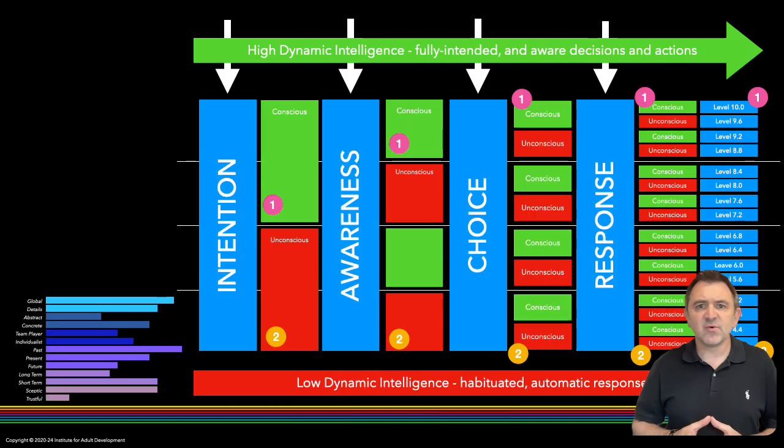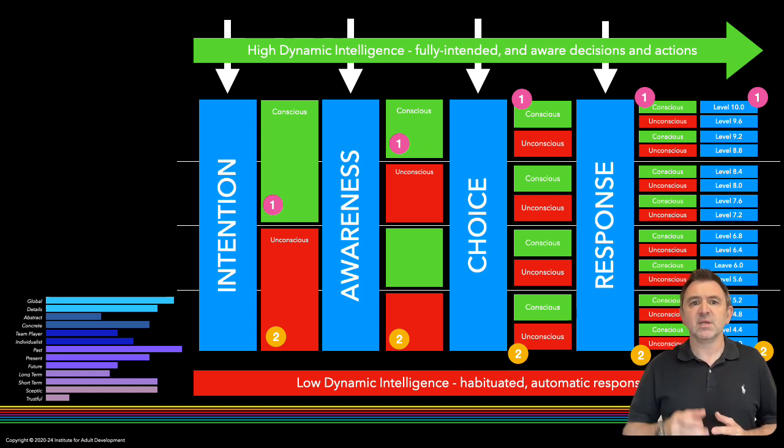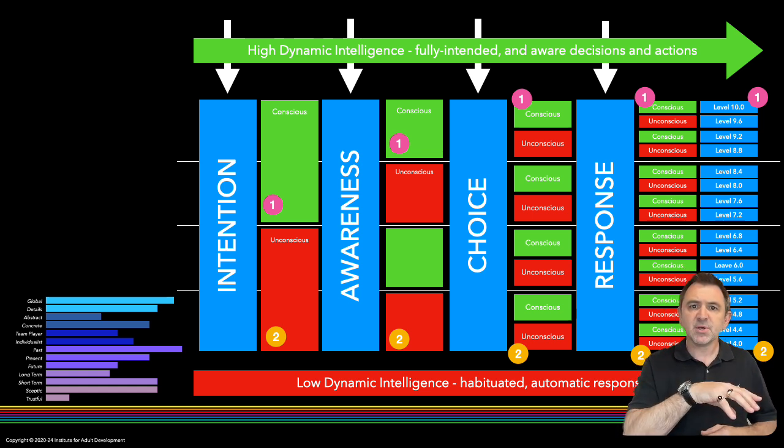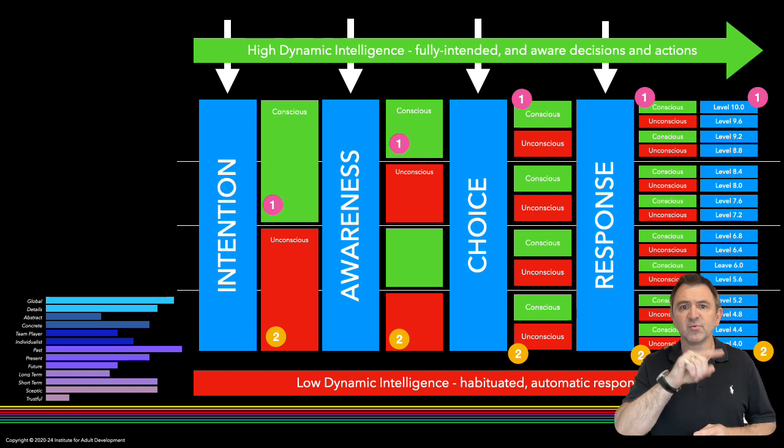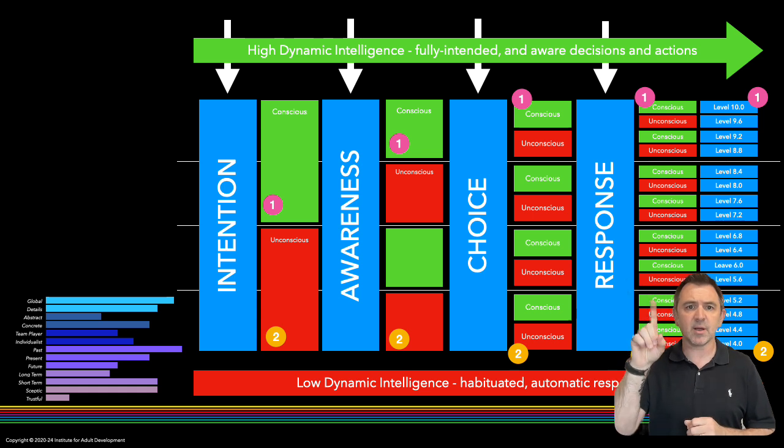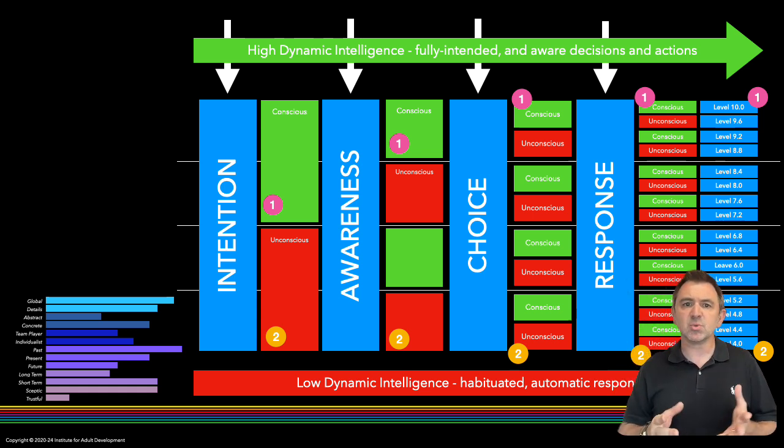So, thinking about self-awareness from a cognitive intention perspective, if you are aware of your intention in the moment for global or details, and you're making your decisions from a position of awareness about which one to use, then your responses are going to be along the top of the diagram, meaning that your AQ level will emerge towards the top of the scale.